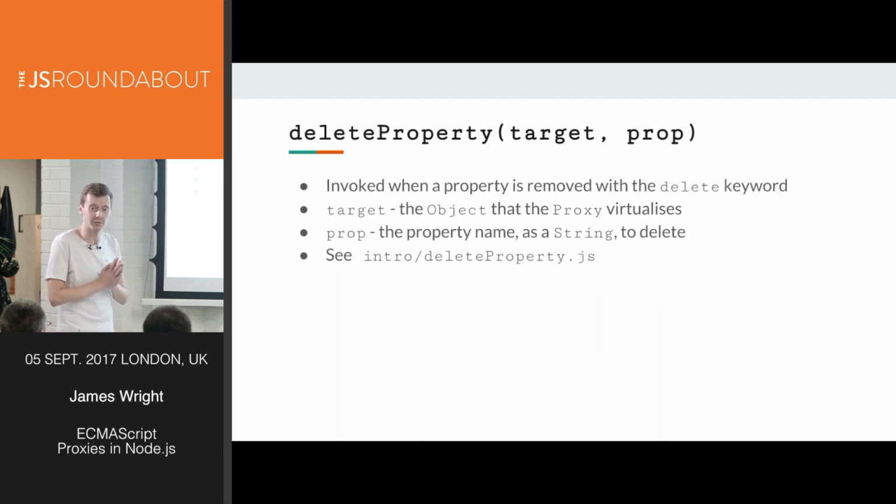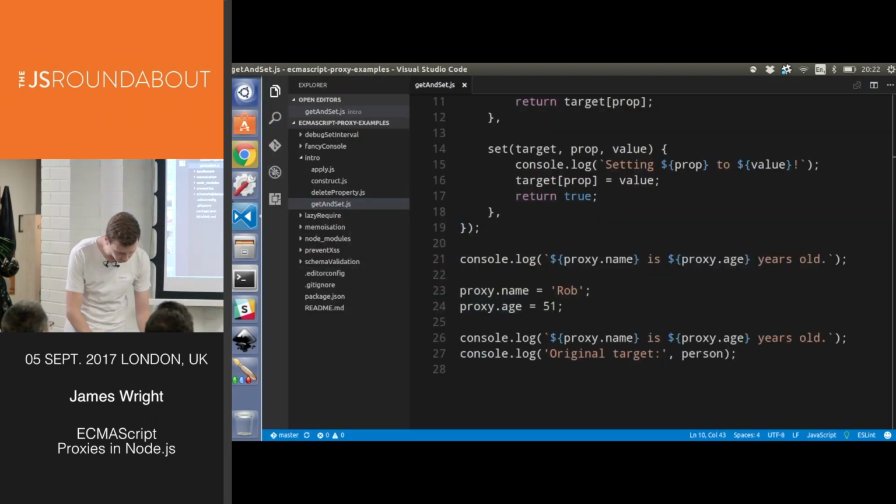So onto something new now. Another useful handler, in my opinion, is deleteProperty. In JavaScript, you have a delete keyword which one can use to remove a property from an object. And there's a trap for it. This receives simply two parameters. The first is the target, which is, again, the object that's virtualized by the proxy. And the property name is a string to delete. So on to example number 2.